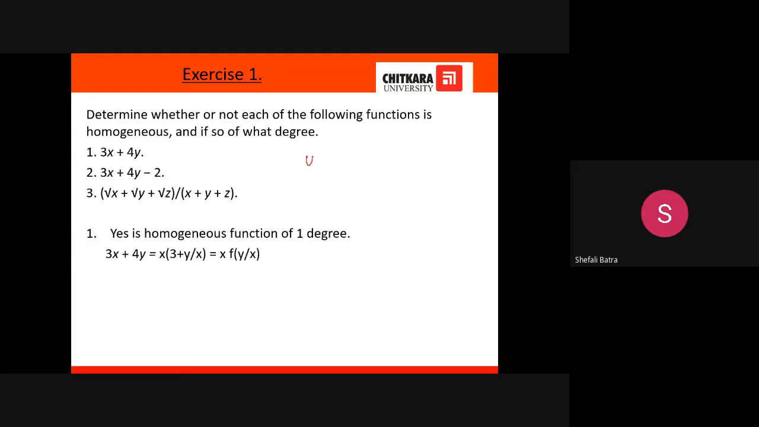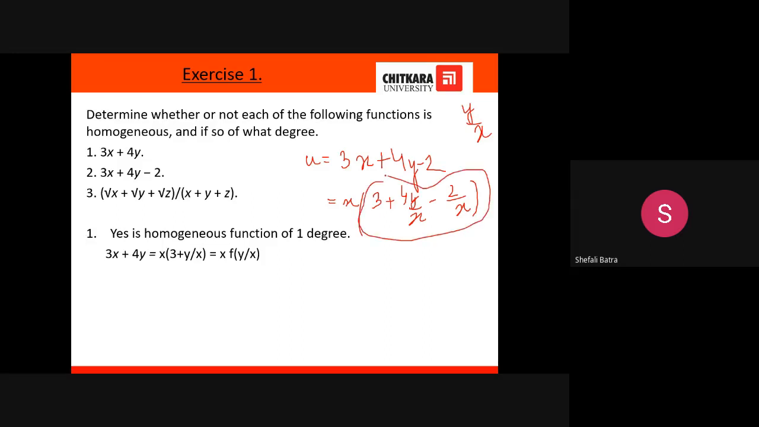I have told you, u is equal to 3x plus 4y minus 2. If I'm taking x outside, what would it be? 3 plus 4y by x minus 2 by x. Is it right? I'm taking x common. If I'm taking x outside, then this function must be in terms of y by x. So now my question is, is it a function of y by x?